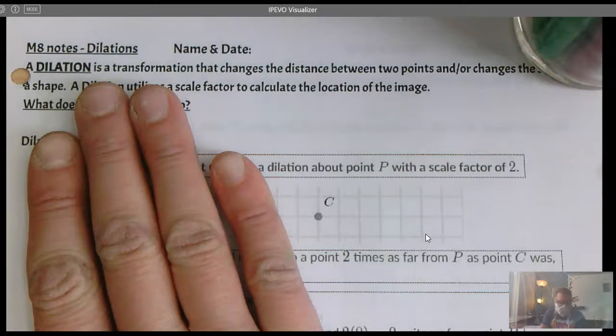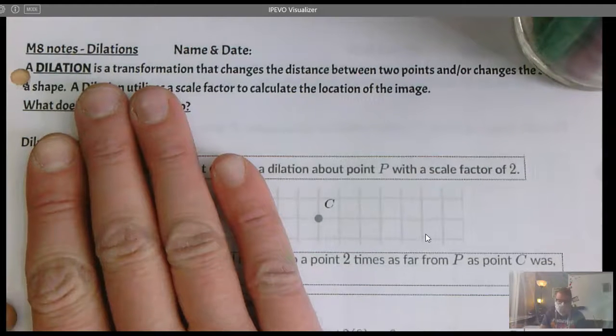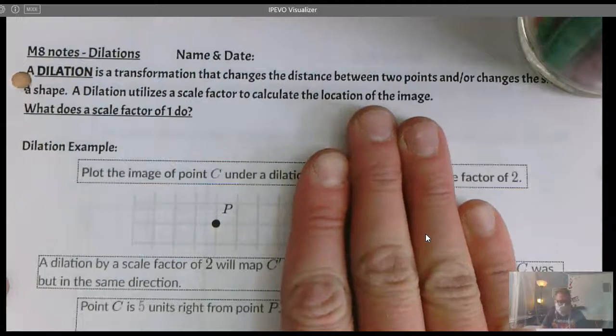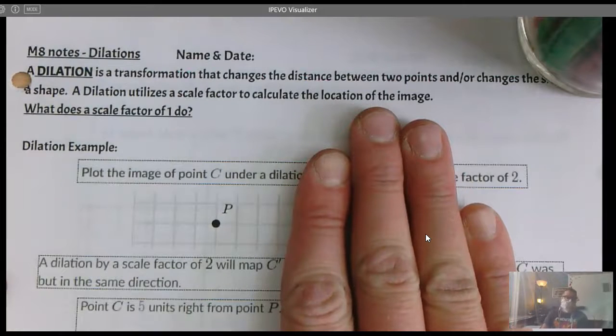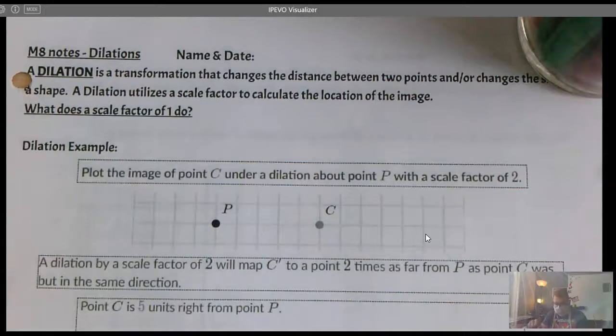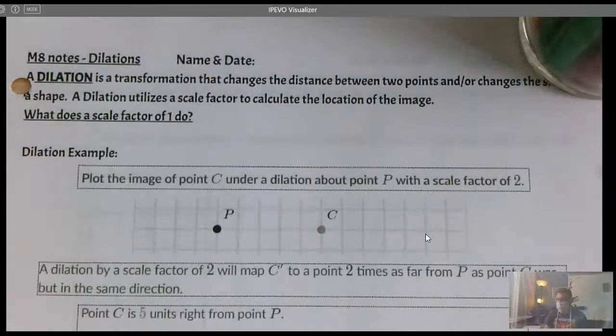Dilation, you are correct, Nick, changes the actual size of the object. So one thing we can say it does is it changes the distance between 2 points. Even if you're changing the size of the shape, it's changing the distance between 2 points, right? Because the edge length is the distance between 2 points. So the first thing we're going to dilate is just the distance between 2 points.